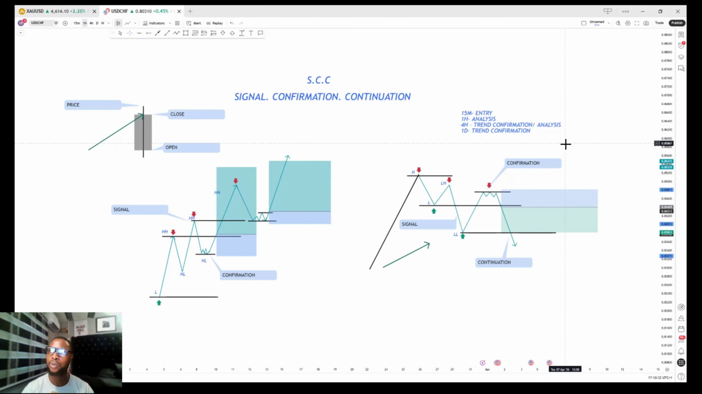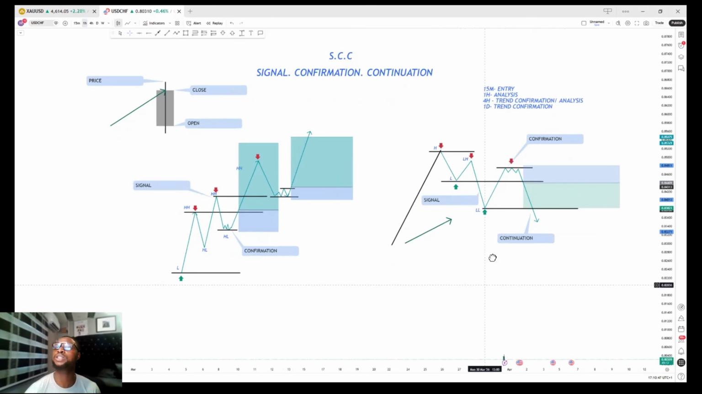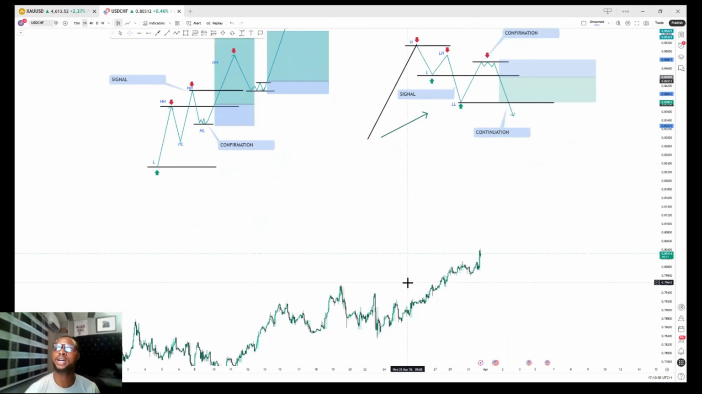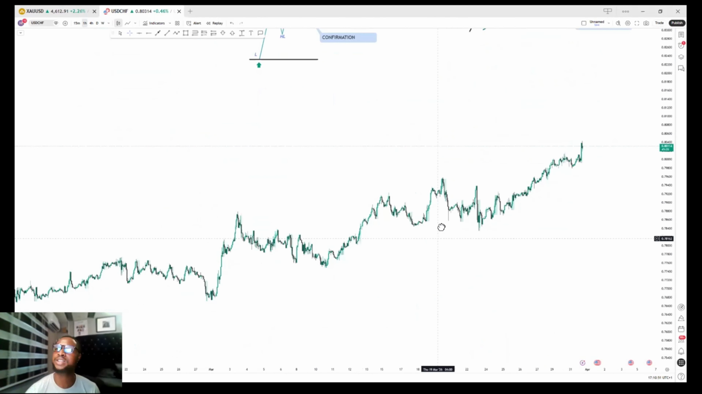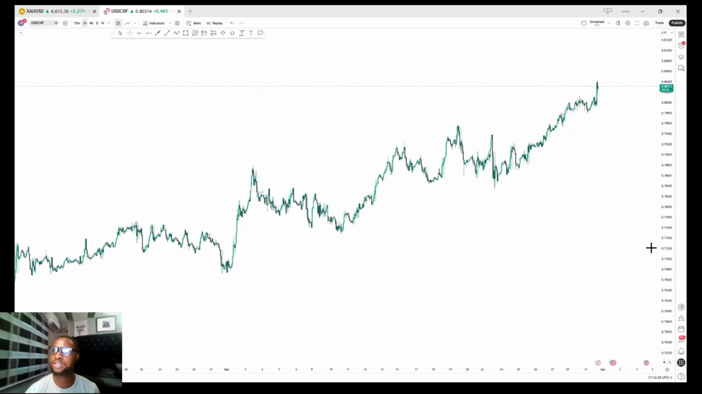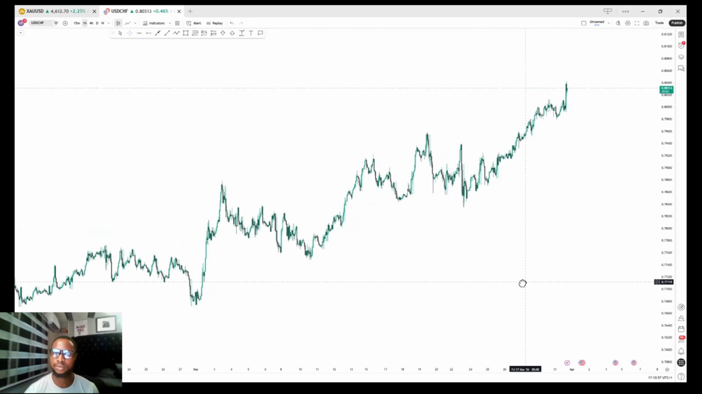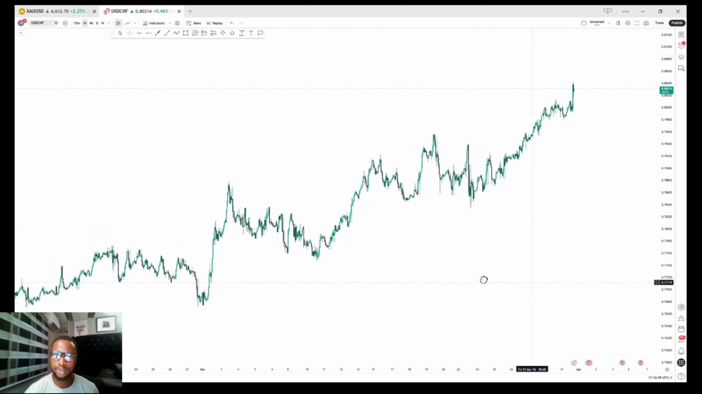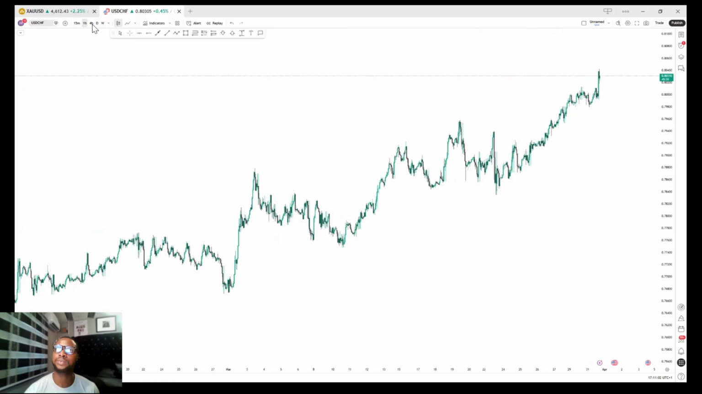Then use your 1 hour to refine the analysis and 15 minutes to enter. Use your 15 minutes for your entry. Alright, without any further ado, let's jump into the chart. This is the chart of USD CHF. And you see the chart now? Yes.